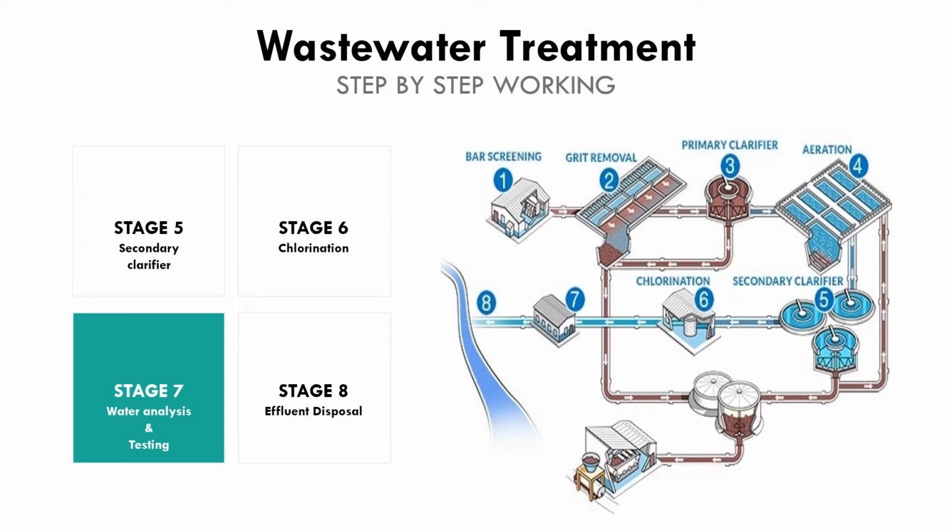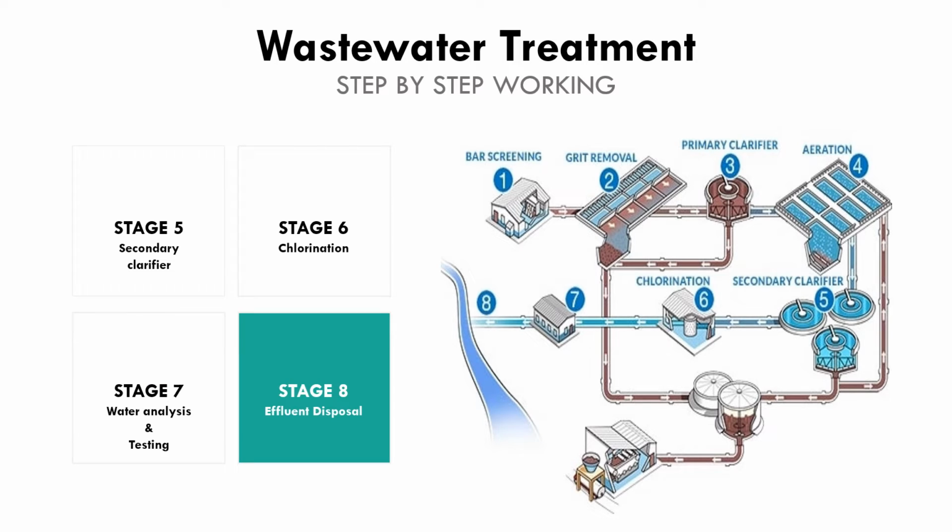Step 7. Water analysis and testing. In this step, we check the proper pH level, concentrations of ammonia, nitrates, phosphates, and dissolved oxygen, as these parameters are critical to the plant's performance. Step 8. Effluent disposal. In this step, after meeting all permit specifications, clean water is reintroduced into the environment and testing is done to make sure the effluent leaving the plant meets permit specifications.